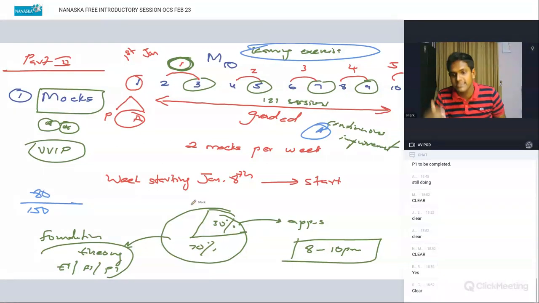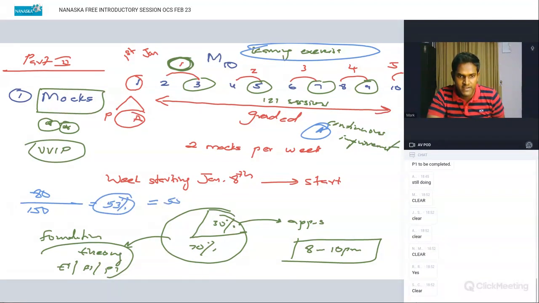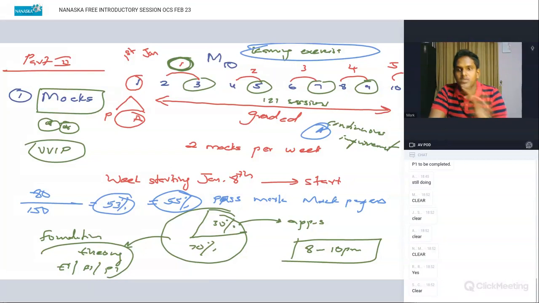So our mock papers are graded out of 100. So how much is 80 out of 150? Can someone do the maths quickly? How much is 80 out of 150? 53%. Right? So our mock papers, we take 55% as the pass mark. 55% will be the pass mark in the mock papers.